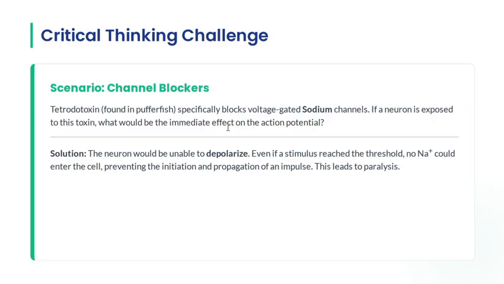Okay, so the solution you should have thought about is that neurons would be unable to depolarize. Even if a stimulus reached the threshold, no Na+ could enter the cell, which prevents the initiation and propagation of an impulse, and this leads to paralysis.